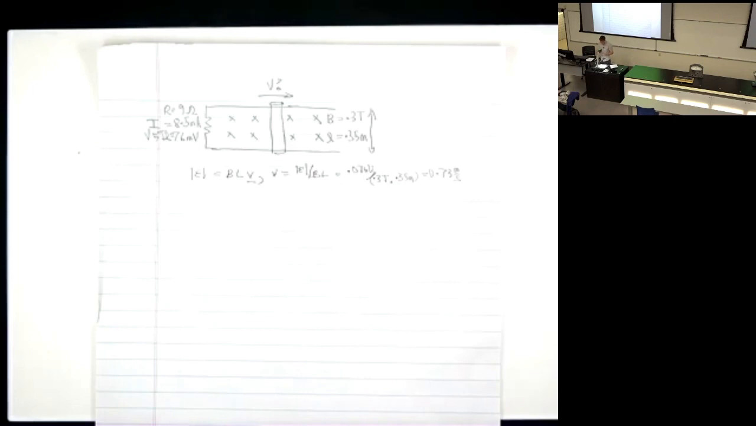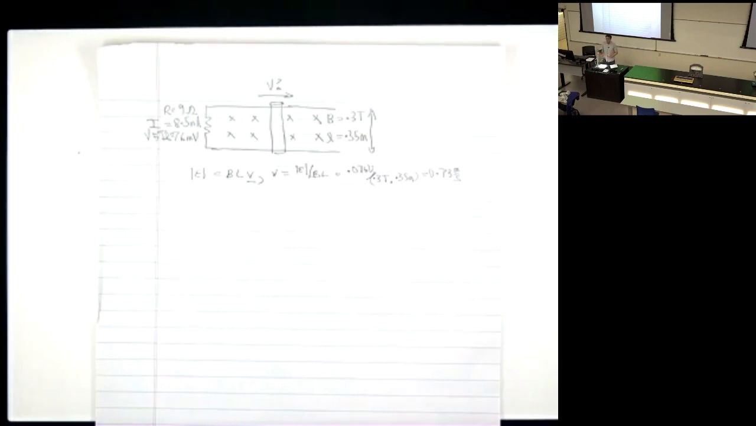So Lenz's law says that whatever current flows will make an induced magnetic field that opposes the change. The change from the original magnetic field is that as the rod moves to the right, more and more field lines are passing through the circuit into the page. So the induced magnetic field must be a magnetic field that comes out of the page. It's going to work to try and counteract that change. So the induced magnetic field is going to come out of the page.